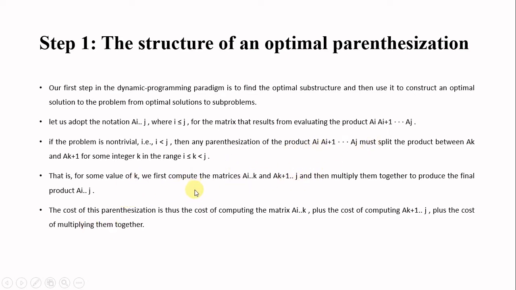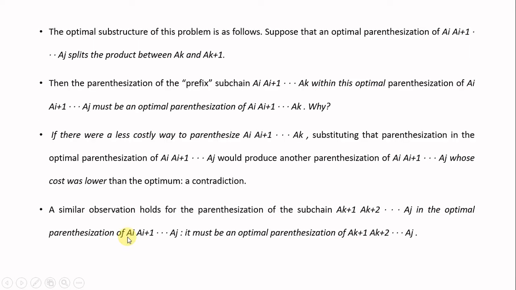Clear? So if you get this kind of a parenthesization, what is the cost of that parenthesization? That means the number of scalar multiplications if you choose it. So the cost of this parenthesization is the cost of computing the matrix Ai to k plus the cost of computing Ak+1 to j plus the cost of multiplying them together. So that is the optimal substructure.